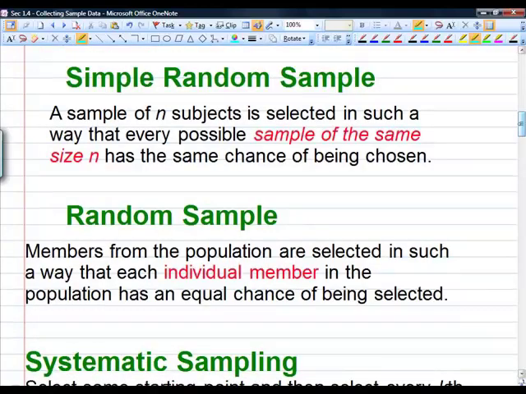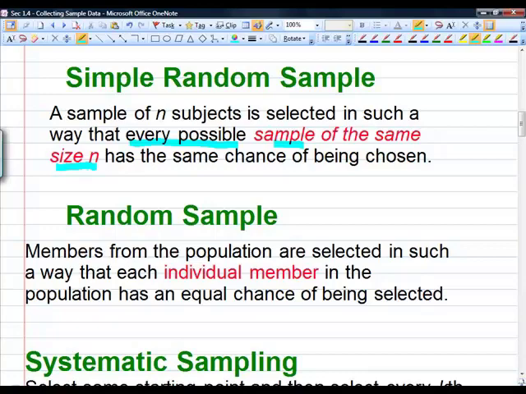A simple random sample as opposed to just a random sample. A simple random sample is where a sample of n subjects, n just being any number, is selected in such a way that every possible sample of the same size n has the same chance of being chosen. In a plain old random sample, everybody just has to have an equally likely chance of being chosen, but here we're saying every possible sample of the same size has to have the same chance of being chosen.